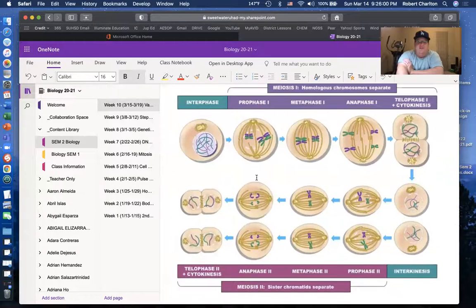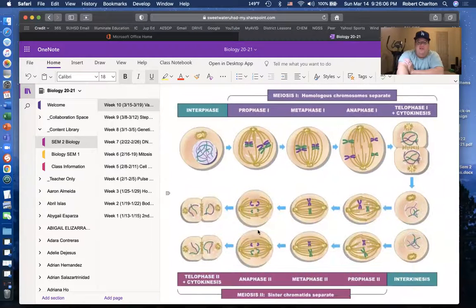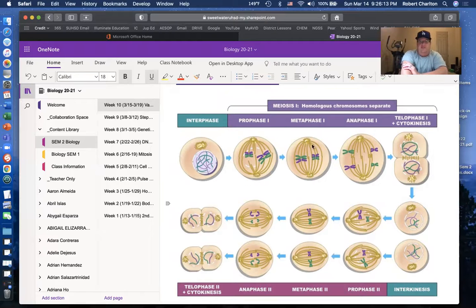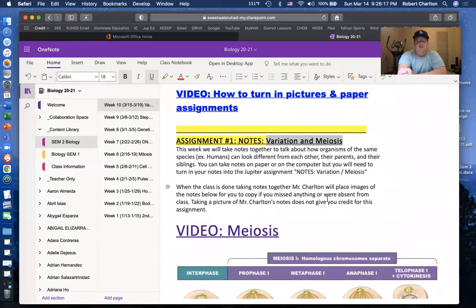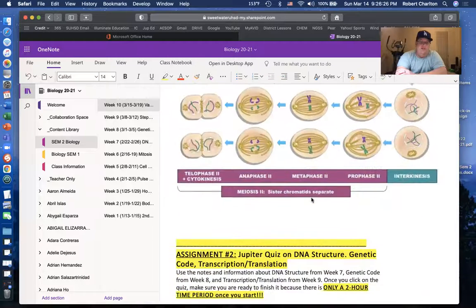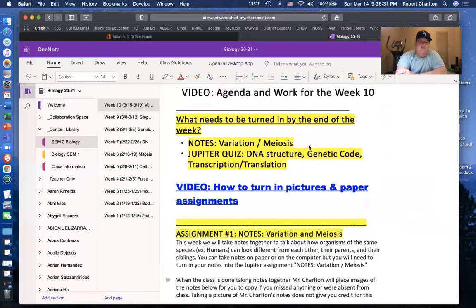Now, the second thing we're going to do this week, like I said, we're going to start talking about variation and the steps of another process called meiosis, which looking at this, you're like, doesn't that look like mitosis? They're very similar, but there are some major differences, and we'll get into that probably Wednesday and Thursday. So notes and a quiz. So not very difficult as far as what you need to do, but very difficult in making sure you do it right. So definitely take that quiz and definitely come to class on Wednesday and Thursday and take notes.